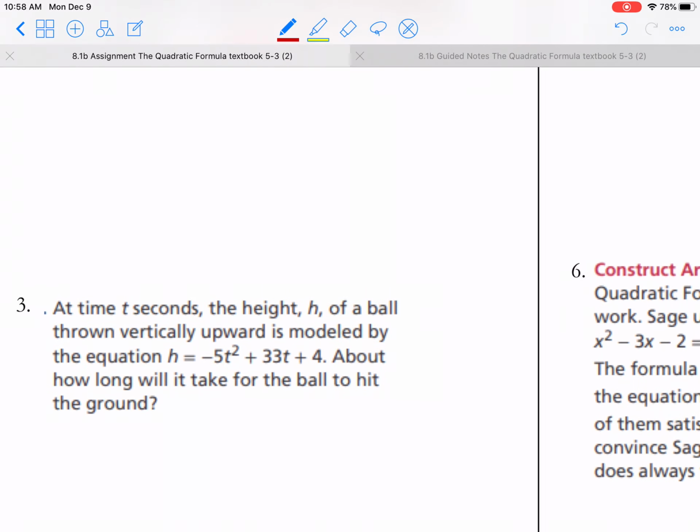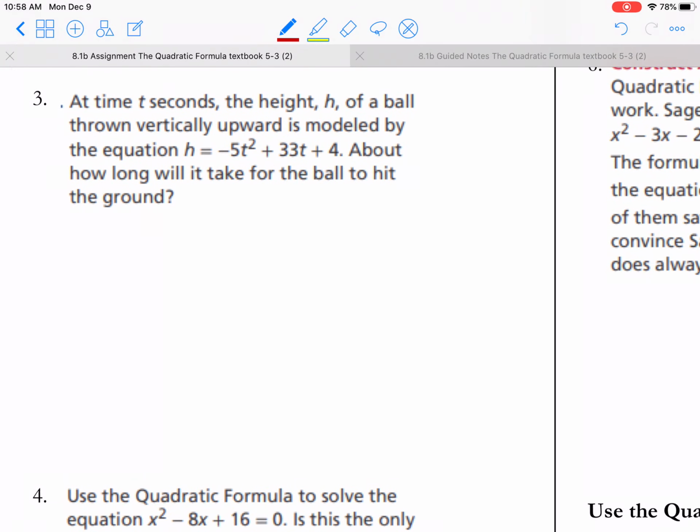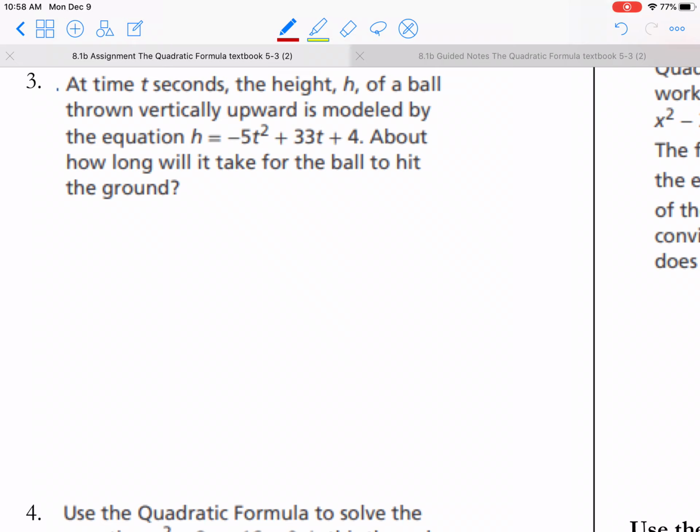Number 3: at time t seconds, the height h of a ball thrown vertically upward is modeled by this equation. About how long will it take for the ball to hit the ground? So I'm going to draw a little picture. We want to pretend that that's vertical and horizontal. This line represents time t. This line represents height h. The person starts here, and they're going to throw the ball, and it's going to go up and down like that. It's opening downward because the A is negative, right?